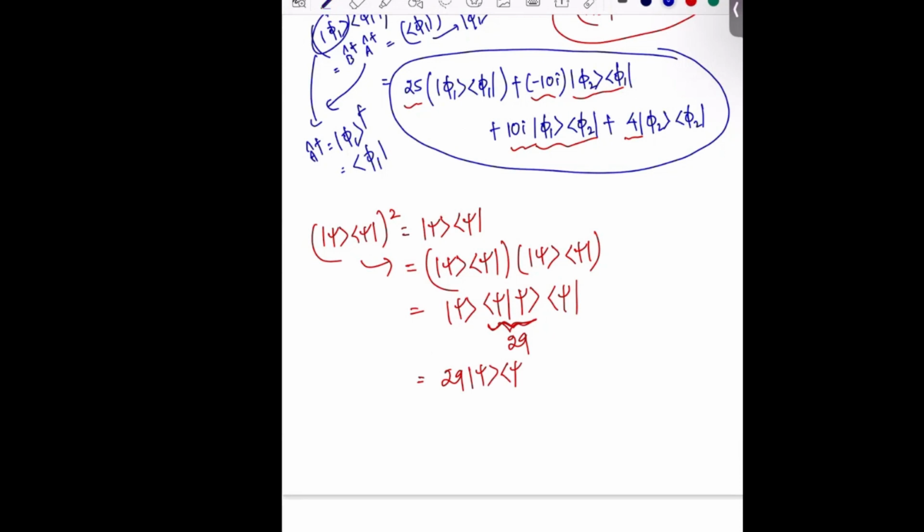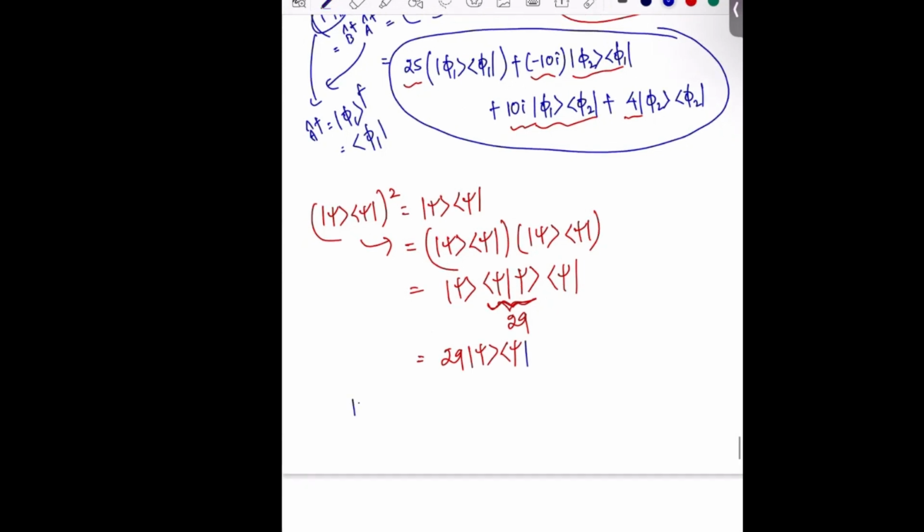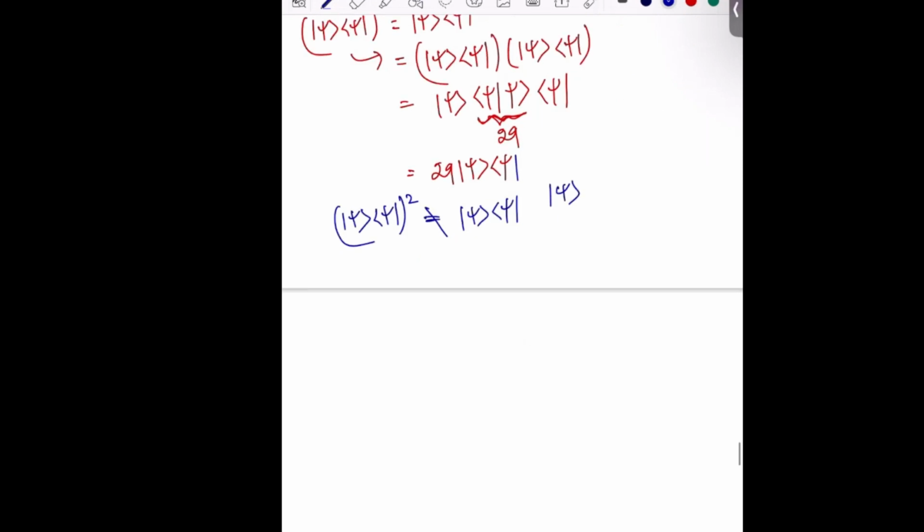So here you are seeing that this square is not equal to psi. So that means one of the properties is not satisfied. So this psi is not a projection operator. Okay. So I will leave it to you to find out what will be the case for the next one.